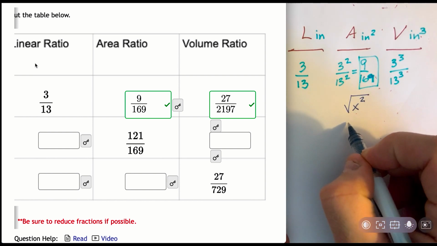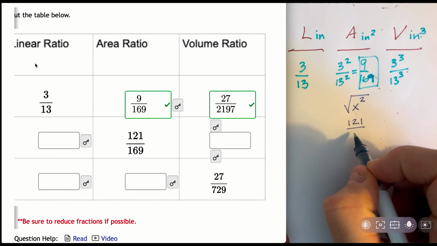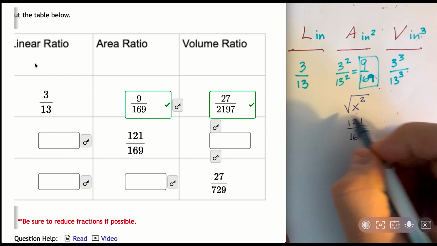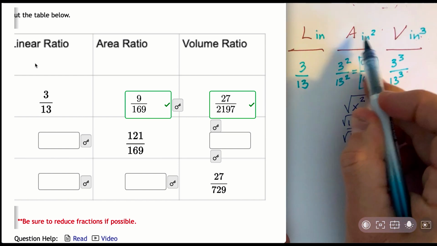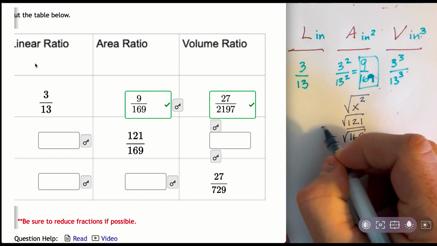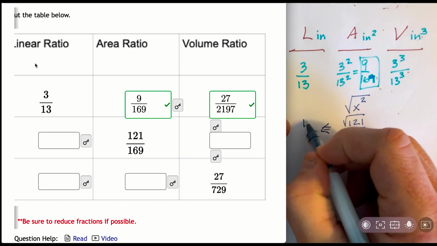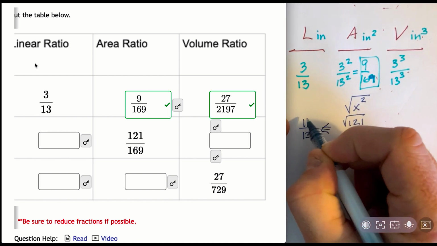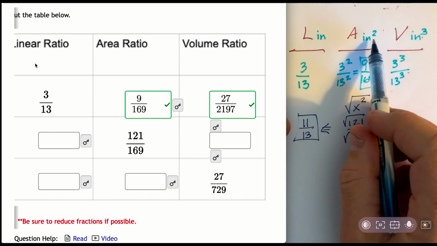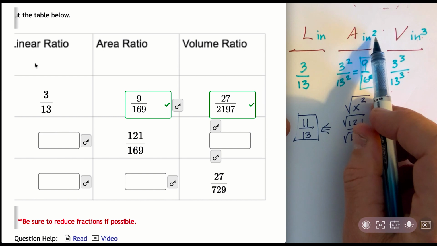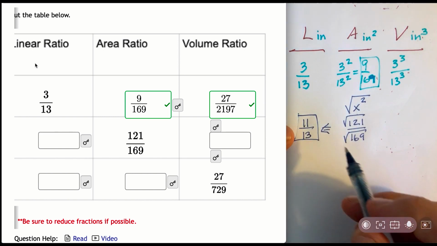So if I know that I've got a 121 over 169, I know that if I square root this and square root this, that'll take the square off those units and turn it into a linear value. In that case, you would have this getting turned into 11 over 13. That would be your linear measurements, okay? Because to get rid of a square, you have to do the opposite of squaring, which is the square root, which turns into a linear ratio of 11 over 13.